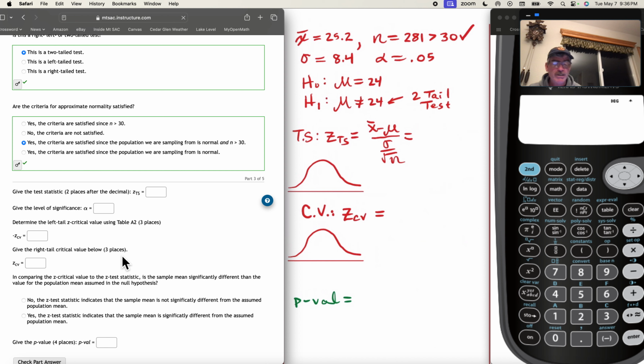Okay. And now we're ready for our test statistic. So I've already got the formula here. We'll just start plugging in numbers. So x bar was 25.2. We're using 24 for the mean, the population mean. Over the population standard deviation, which we're using 8.4, it says. Over the square root of our sample size, the sample size was 281. Okay, so let's run those numbers.